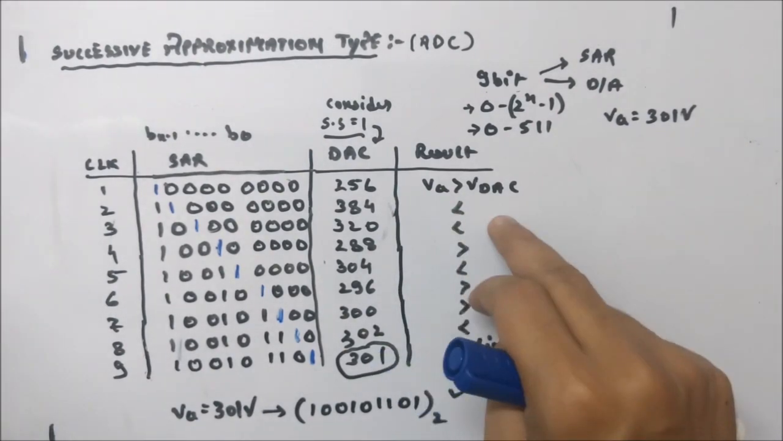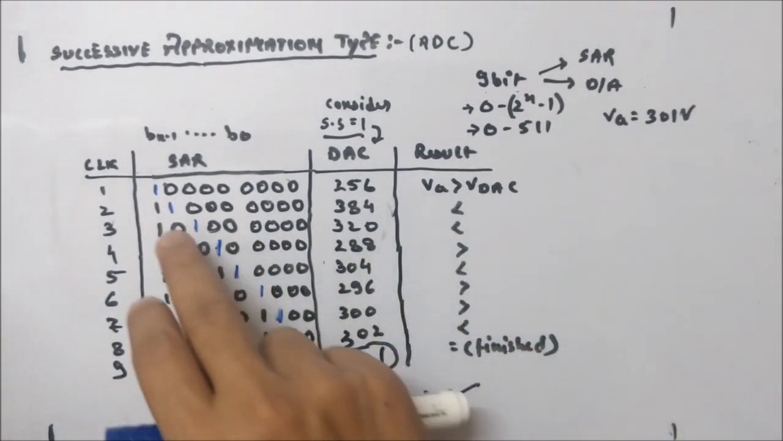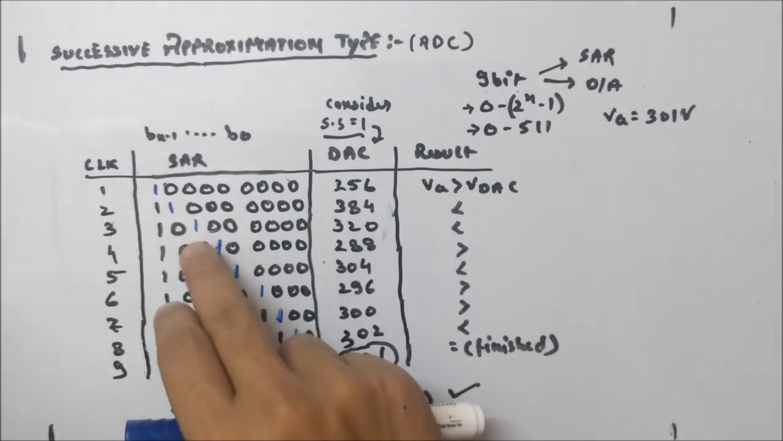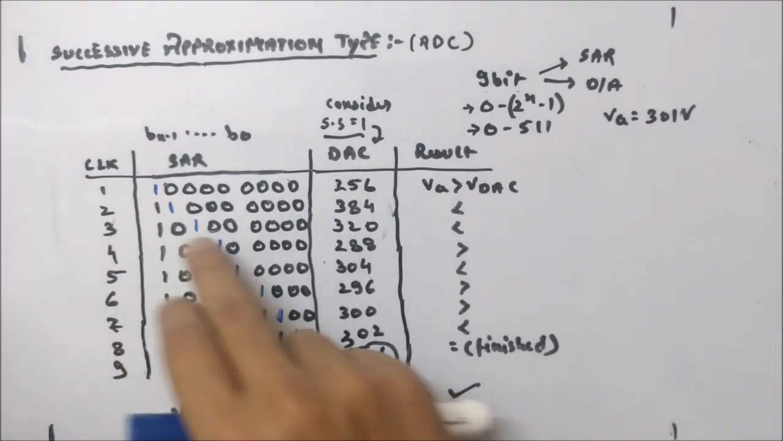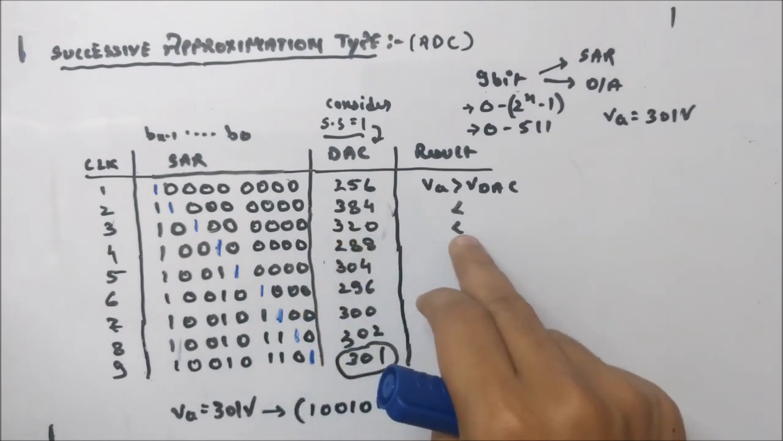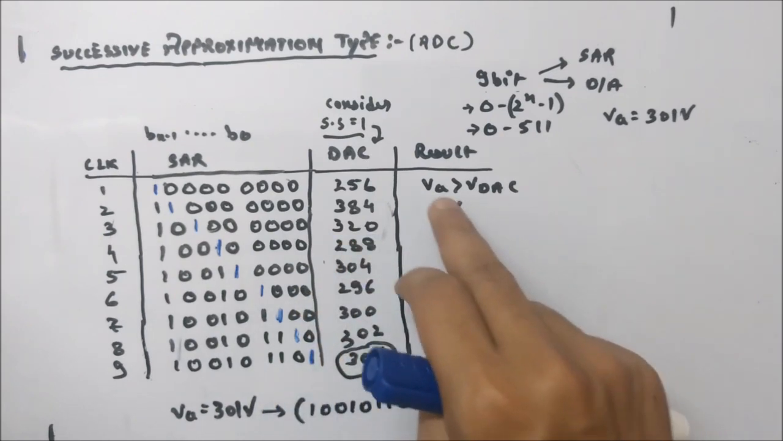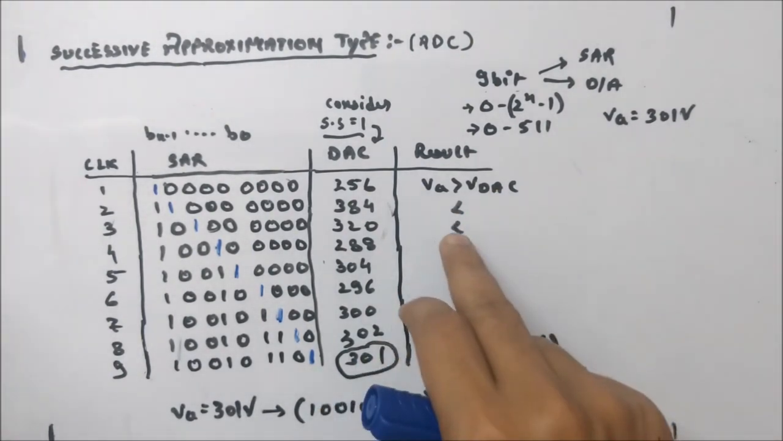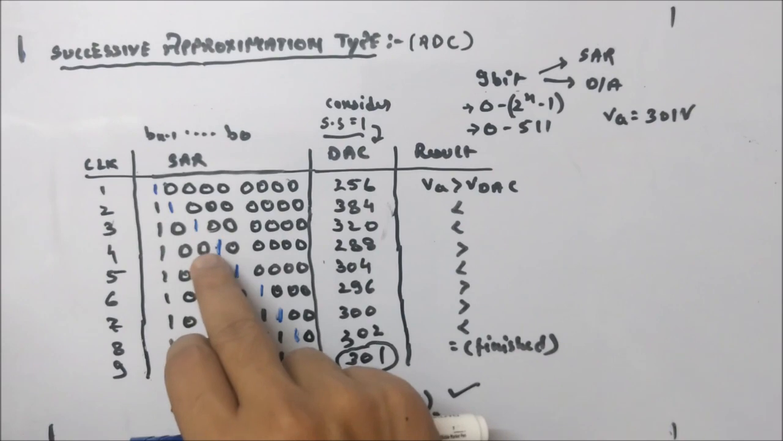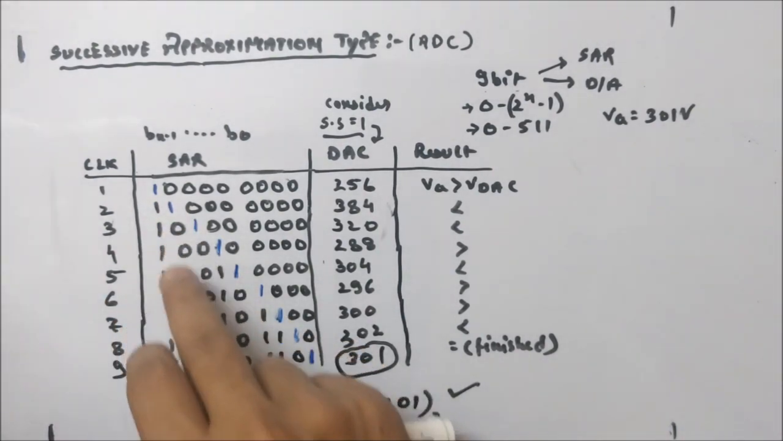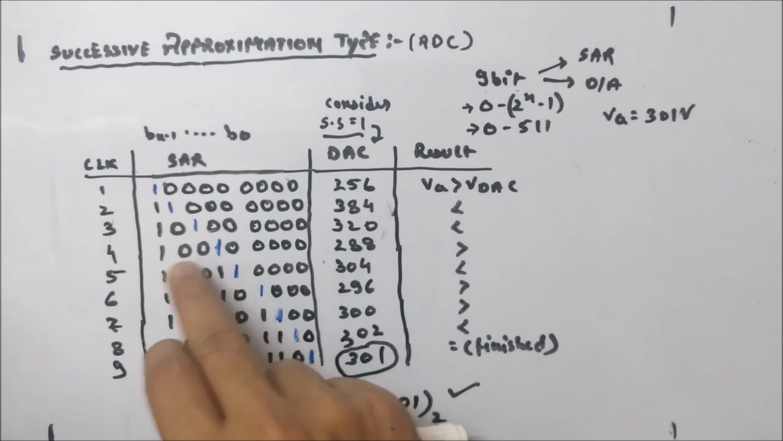Okay, VDC was greater than VA, that is why we are setting this bit to 0. Now next bit will be set to 1. So this decimal equivalent will be 320. Again we saw the VA is less than VDC, that is why we kept this bit also 0. So this bit was set to 1, this bit was set to 0, then this bit is set to 0. Okay, so 100 we got.